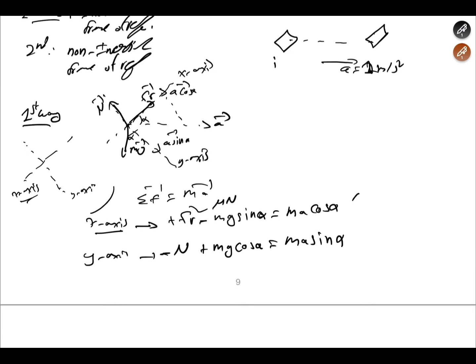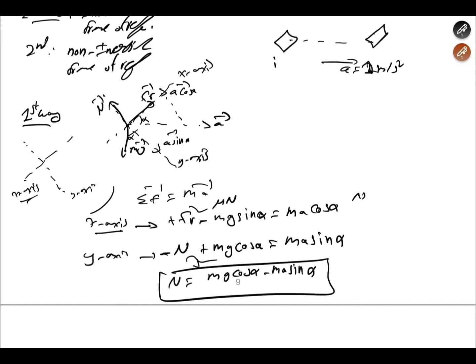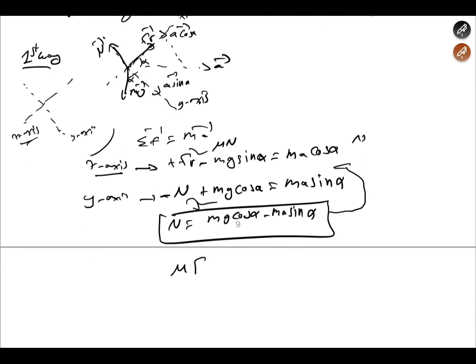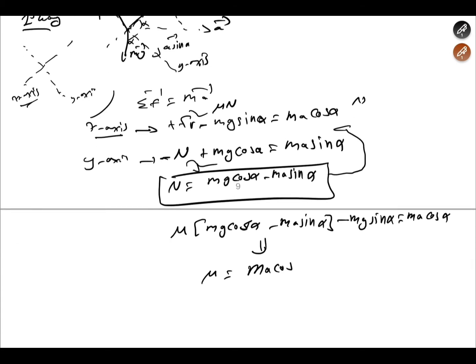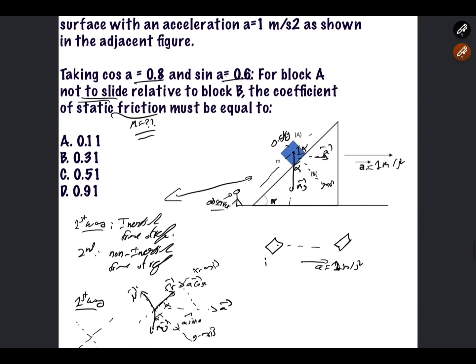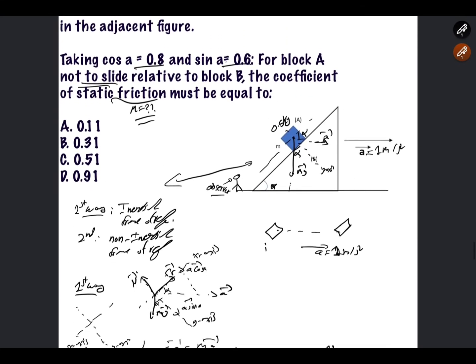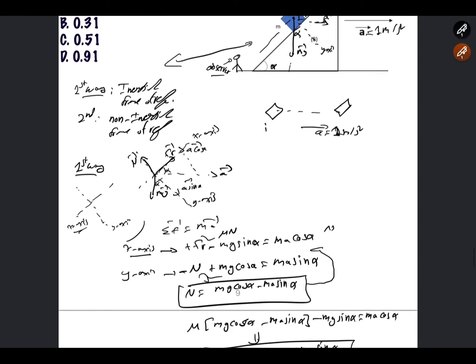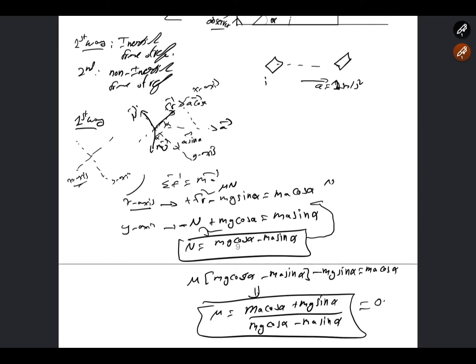Now friction equal to mu N, and thus we can get N from here equal to mg cosine alpha minus ma sine alpha and substitute it in here. So we get mu times mg cosine alpha minus ma sine alpha, minus mg sine alpha equal to ma cosine alpha. Then we get that mu equal to ma cosine alpha plus mg sine alpha over mg cosine alpha minus ma sine alpha. Now all of these are given. m equals 0.5 kilogram and the acceleration equal 1 meter per second squared. Cosine alpha equals 0.8 and sine alpha equals 0.6. So we get the answer equals 0.91, which is D.